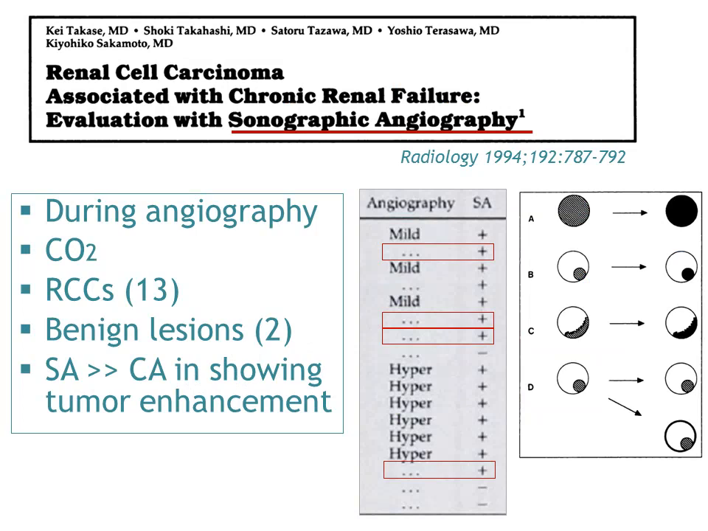This is probably the first article reporting the value of CEUS in renal masses. They did ultrasound after injection of carbon dioxide during angiography in 13 patients with renal cell carcinomas and 2 patients with benign lesions, and found that sonographic angiography is much better than conventional angiography in showing tumor enhancement.